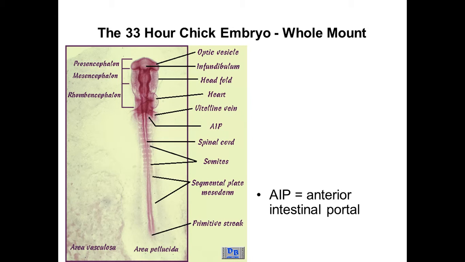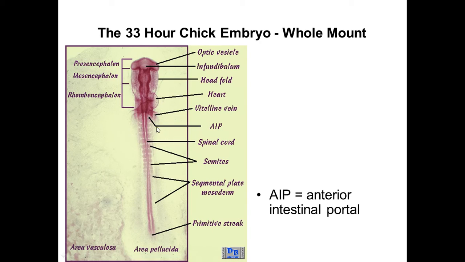Then the mid portion of the brain is the mesencephalon, the midbrain of our 33-hour chicken embryo. And then the hindbrain corresponds to the rhombencephalon.